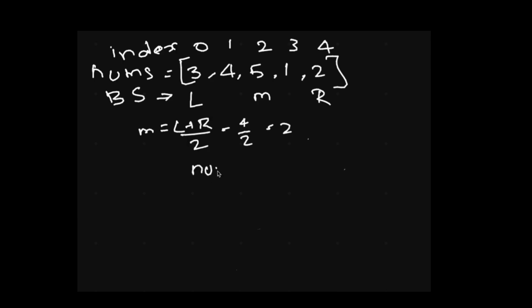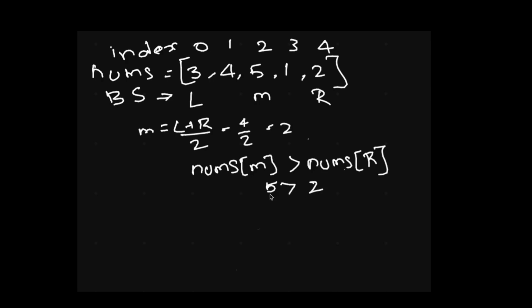Index of mid will be 2. Now we are going to calculate the nums of m. If the nums of m is greater than nums of r, then the nums of value m is 5. Okay, nums of value m is 5, and the nums of value r is 2.